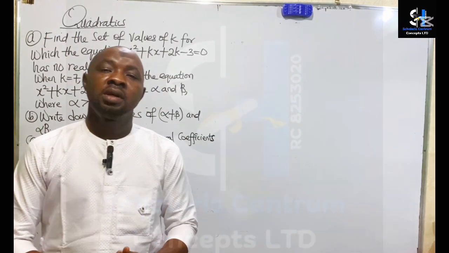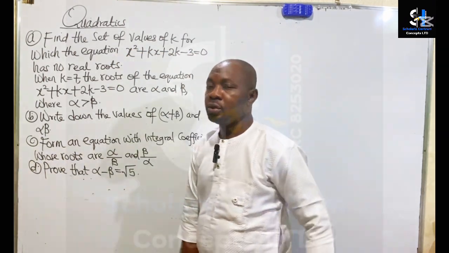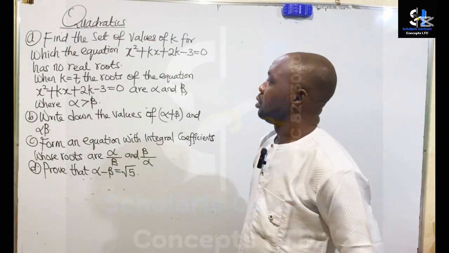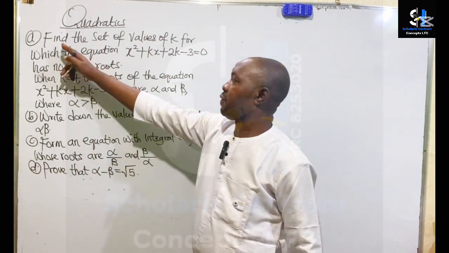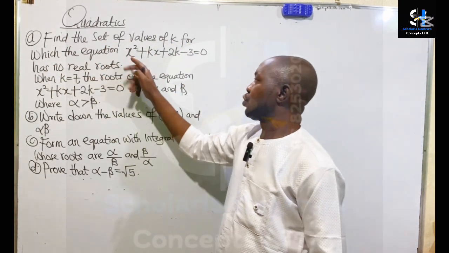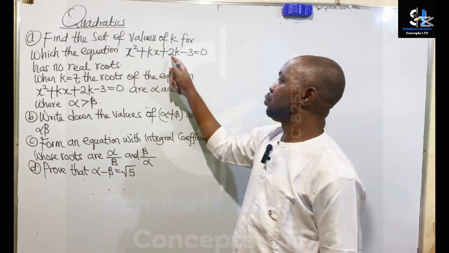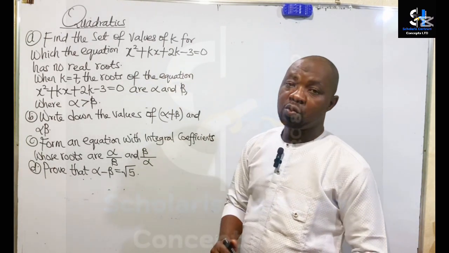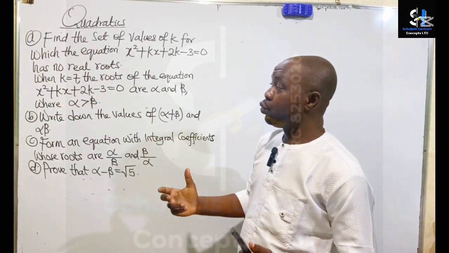Hello viewers, we have another question on quadratics. Okay, the first question here is: find the set of values of k for which the equation x squared plus kx plus 2k minus 3 equals 0 has no real root.